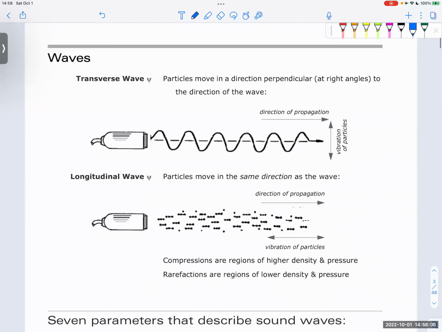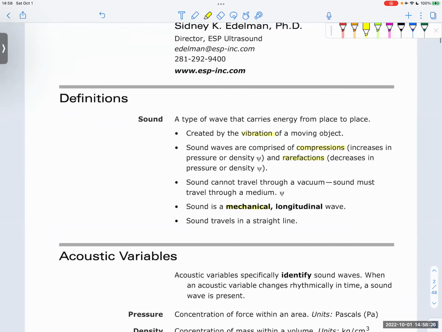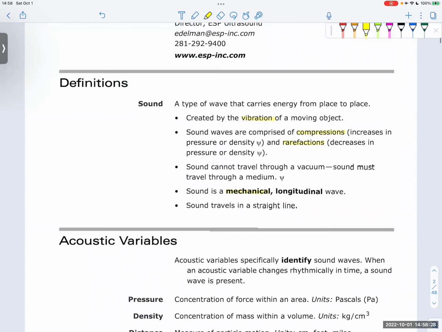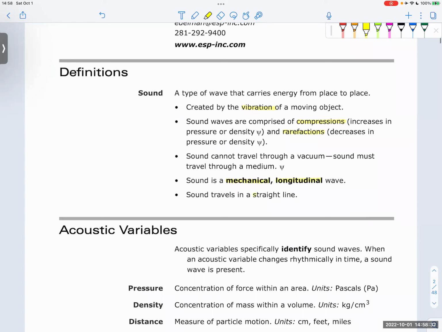So we can see here in the Edelman's chapter describing that in a transverse type of wave, the particles move in a direction perpendicular, at a right angle, to the direction of the wave itself. Whereas in longitudinal, these particles move in the same direction as the wave. Now, that is the definition of sound. So it's a mechanical and longitudinal wave, meaning in a straight line.